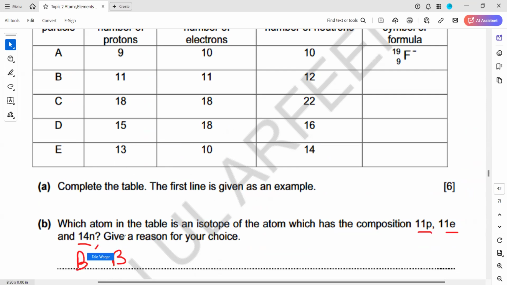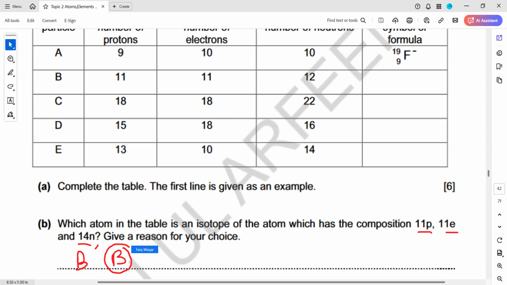And what is the reason for that? Same number of protons and same electrons, and a different number of neutrons. But to make a complete answer, it's right if you say same number of protons and different number of neutrons, but add one more point: inside the nucleus, it has the same number of protons but a different number of neutrons.